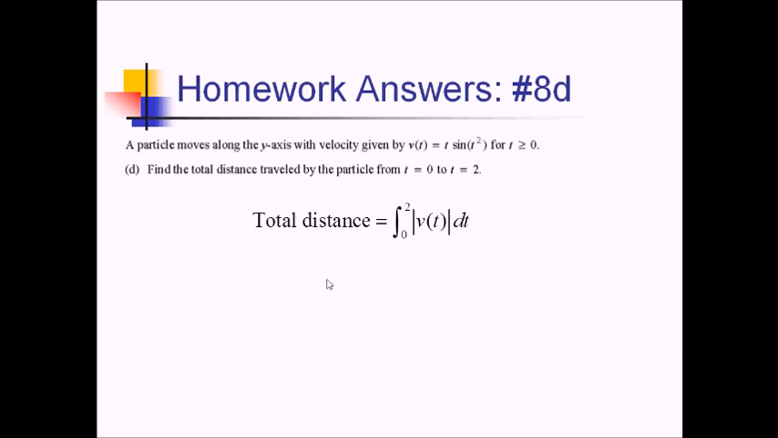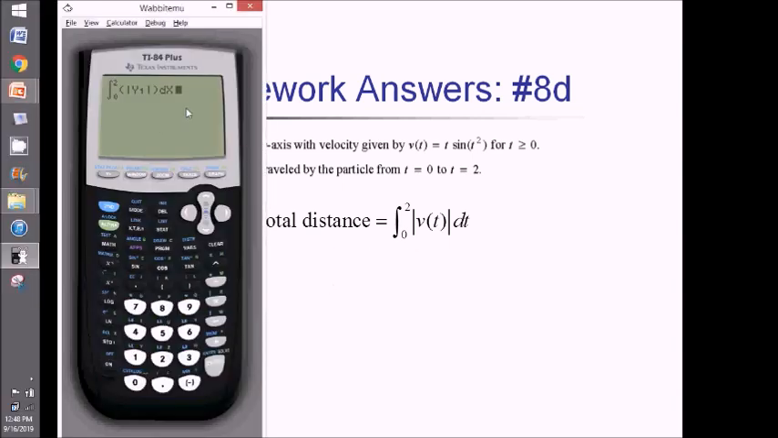So let me just use the calculator again. Recall that I had my velocity function stored as y1. So I have integral from 0 to 2, absolute value of y1 dx, in this case, because the calculator always uses x. And it takes a little bit of time to get this done, but we end up with 1.173.